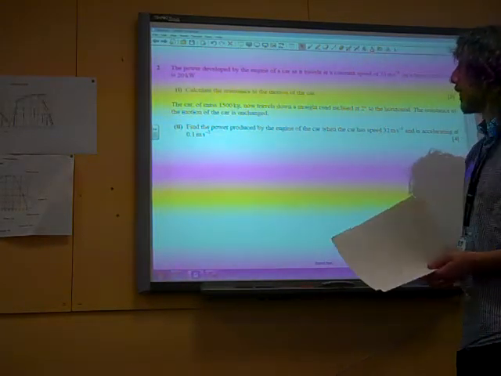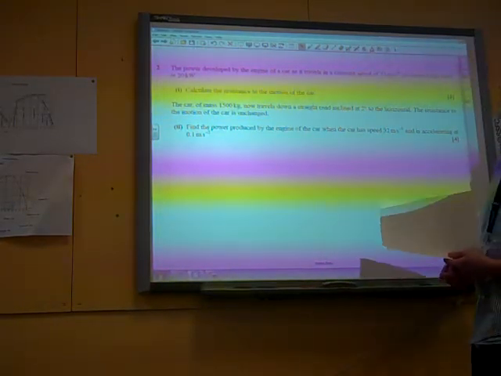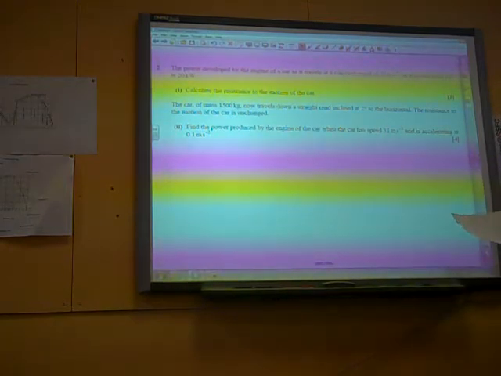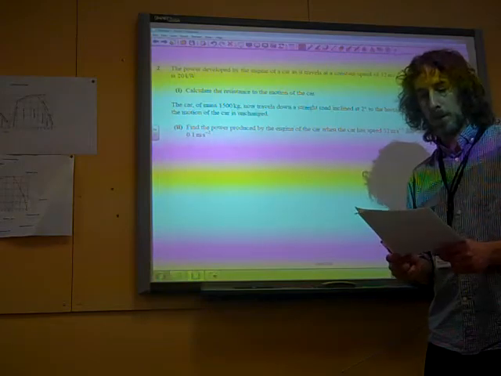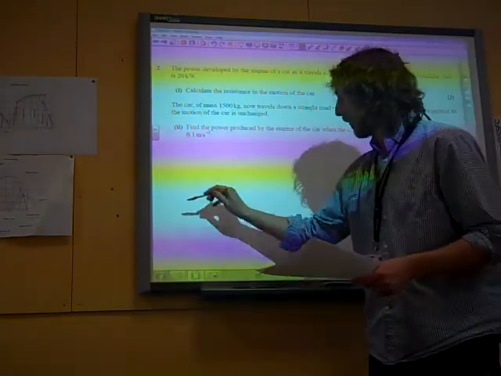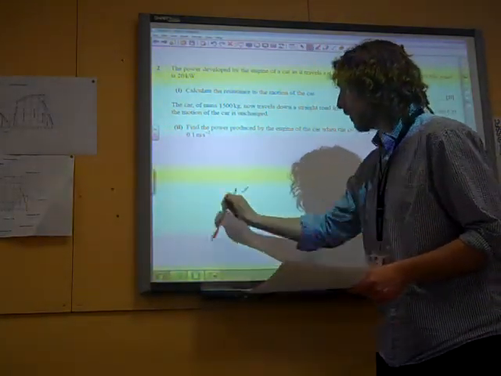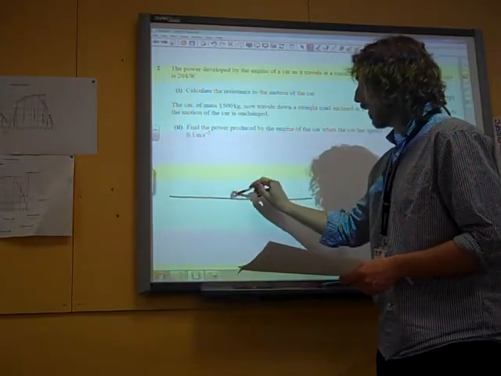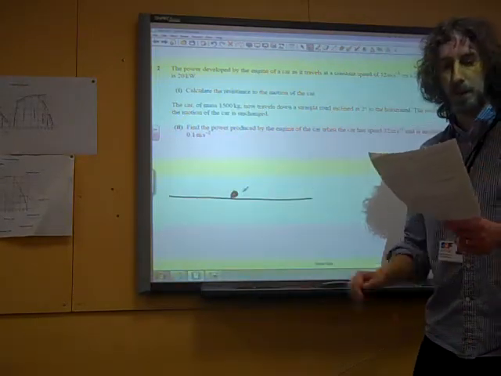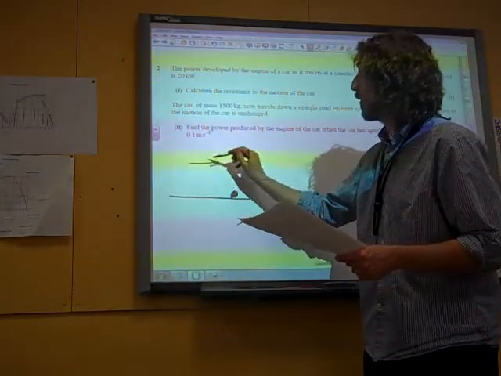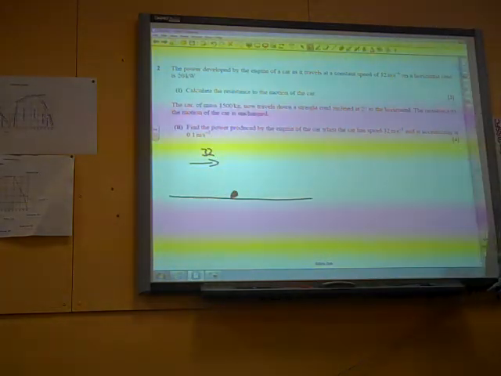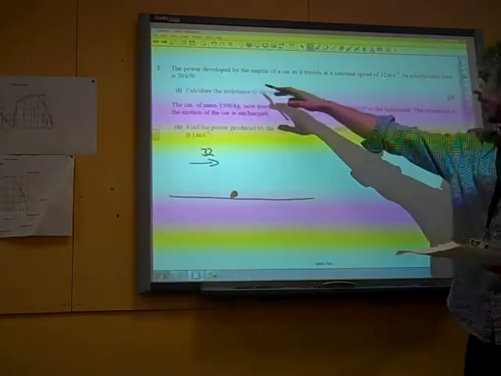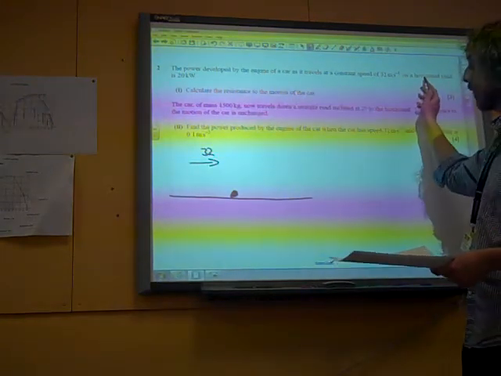The power developed by an engine of a car that travels at a constant speed of 32 meters per second on a horizontal road is 20 kilowatts. Calculate the resistance to the motion of the car. So here's the road, here's the car. I didn't really need a diagram for this bit, but we've got a horizontal road. Don't get mixed up and start doing things about travelling down straight away. It's just horizontal. That's why it says horizontal.